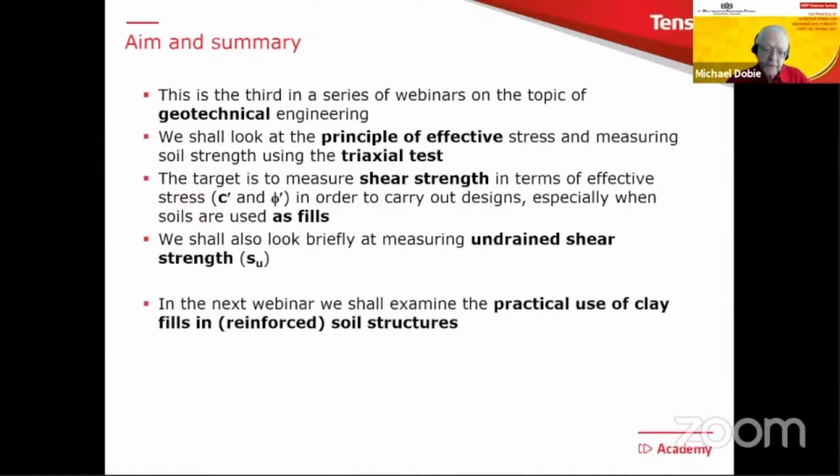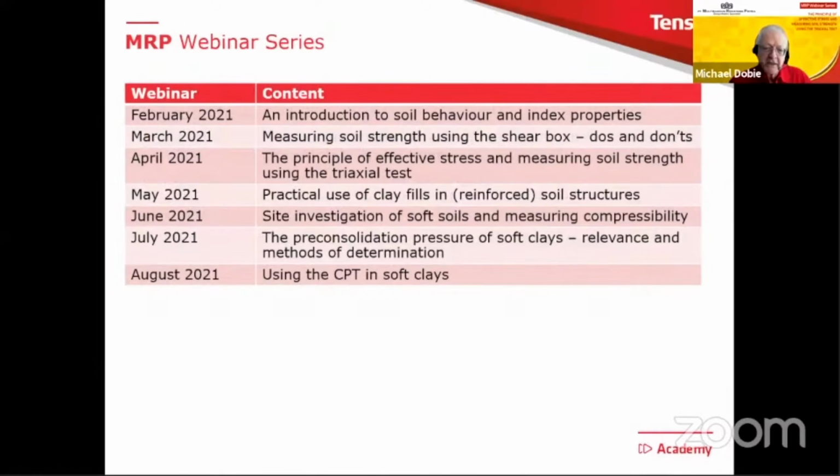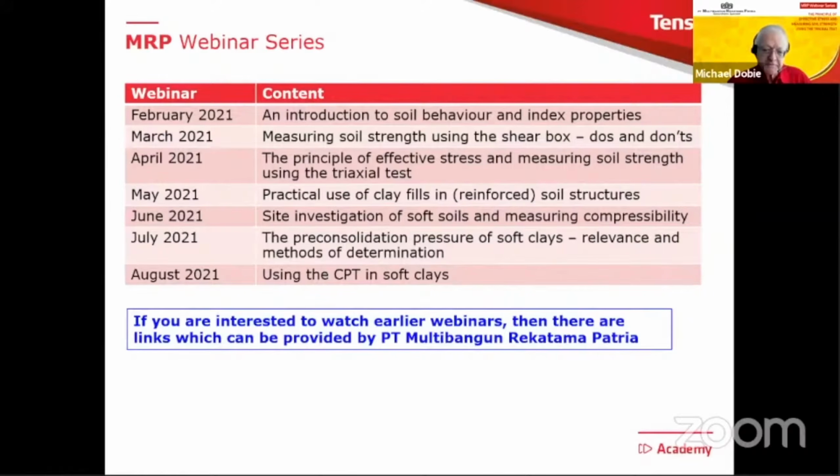The webinar after this one is going to be looking at the use of clay fills in soil structures in general, but in particular in reinforced soil structures. In fact, here is the current plan for this webinar series. We're now in the April one, and you can see the May title there also. The ones beyond that may change slightly, and there may be some small additions as we go along. But we'll see as we go along what content appears to be most useful for people.